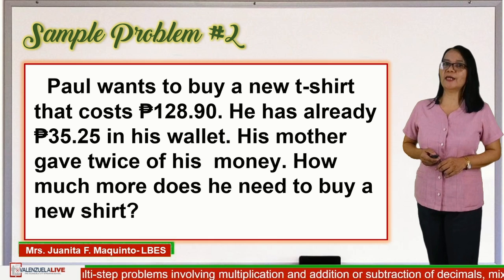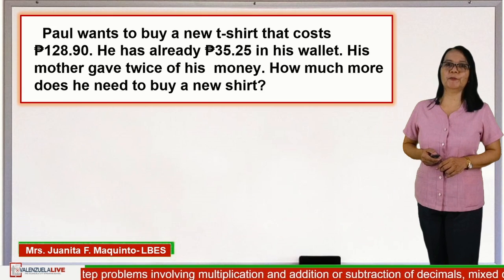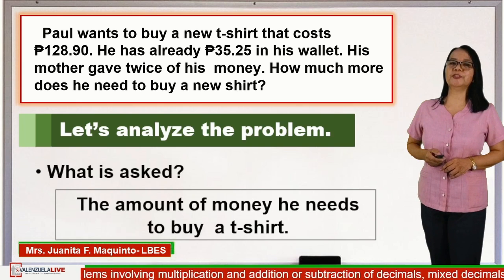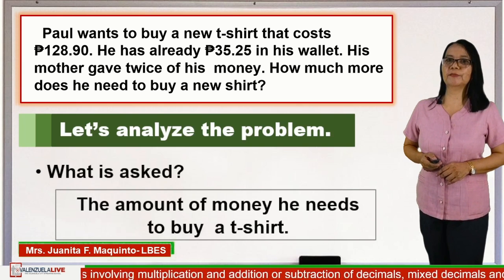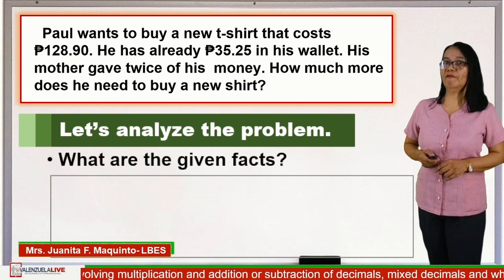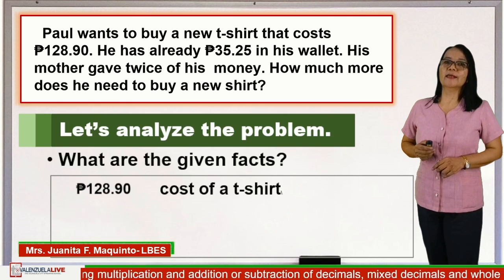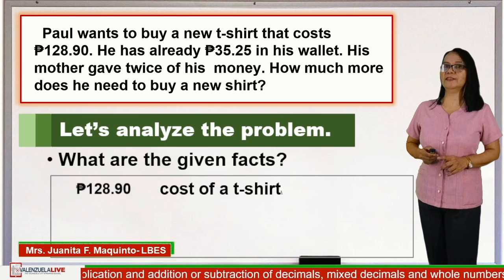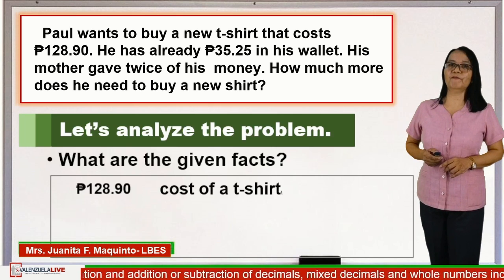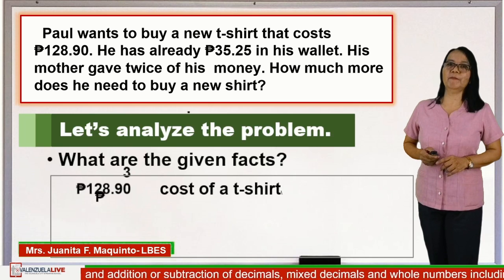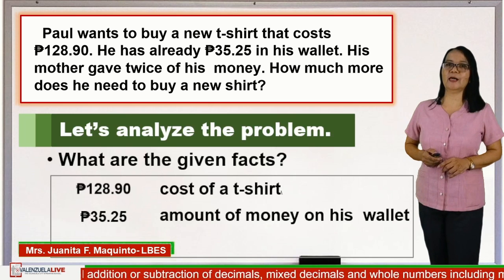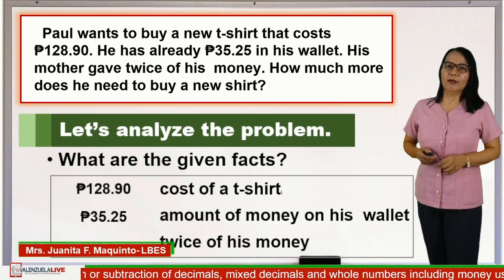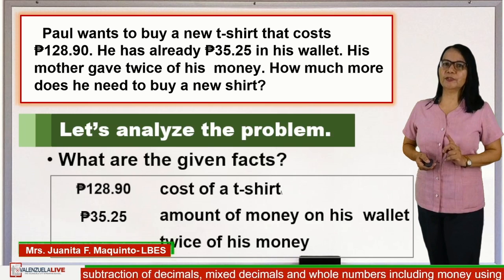Let's analyze the problem. What is being asked? The amount of money he needs to buy a t-shirt. What are the given facts? The 128 pesos and 90 centavos cost of the t-shirt, 35 pesos and 25 centavos amount of money in his wallet, and twice of his money.